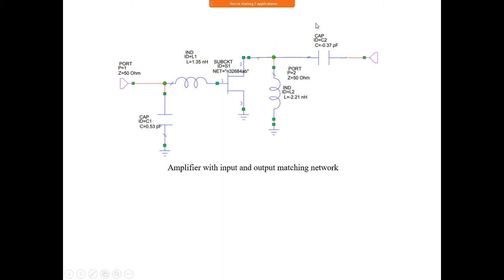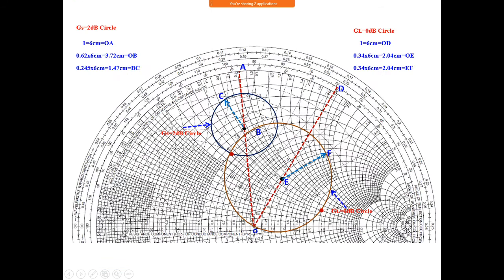Okay, this is an output matching network. To design this, you should go to the output gain circle. See, this is the one we have drawn. This is the output gain circle, that is 0 dB.